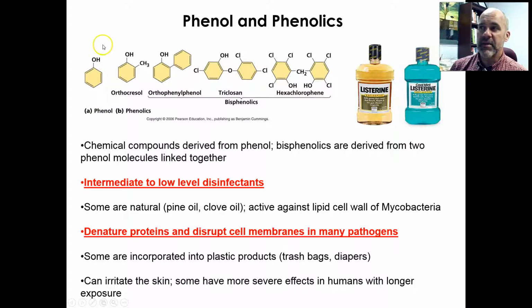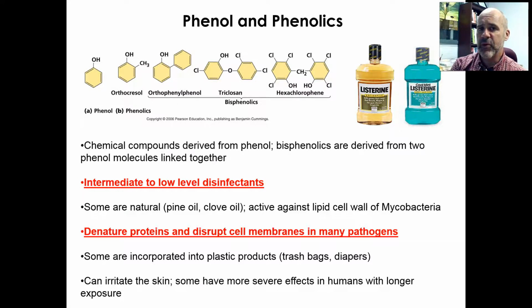There are various derivatives of phenol. These are called phenolic compounds. They all have this basic structure, and some of them have two of those chemical ring structures bonded together. Some of these are found in various things that you use. Mouthwashes have phenolic compounds in them. This one, triclosan, I want to draw your attention to, because most things that are labeled antibacterial have triclosan in it, and they're putting that stuff in everything: your antibacterial soaps and dishwashing detergents, and they even put it in trash bags and things like that.